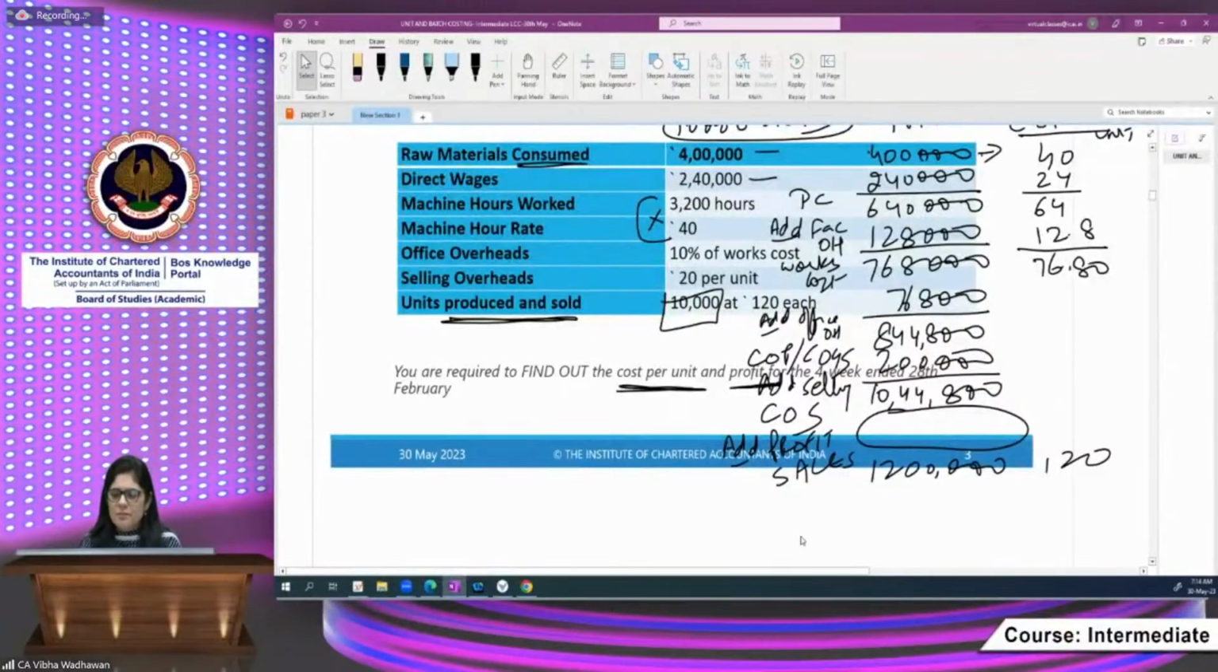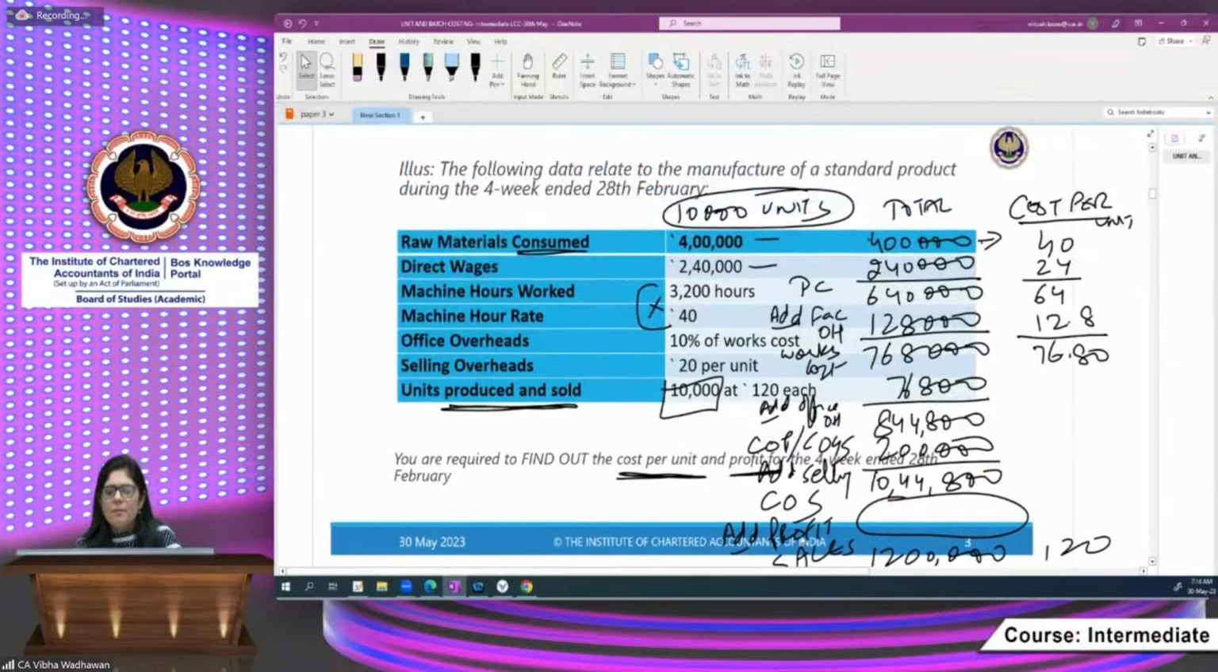So I'm just repeating the whole story. Raw material plus direct wages, we get prime cost. There is no direct expense here. To the prime cost, we have added factory overheads. How did we calculate factory overheads? Machine hours worked into machine hour rate. That means factory overheads will be absorbed on the basis of machine hours. When we add factory overheads to prime cost, we get works cost.